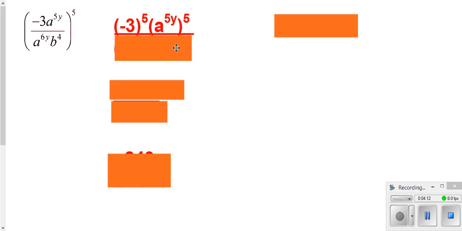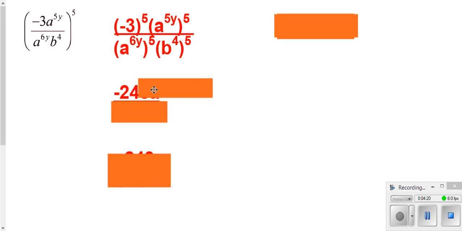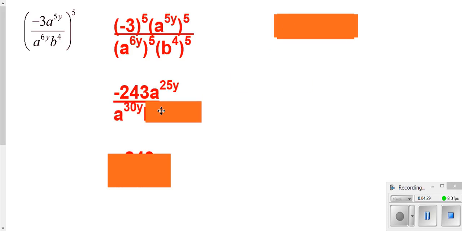Apply the exponent of 5 to each part on the top. Apply the exponent of 5 to each part on the bottom. So on top, we get a negative 243. Exponent raised to an exponent, we multiply those exponents. On the bottom, exponent to an exponent, we multiply those. Same idea over here with the b's.